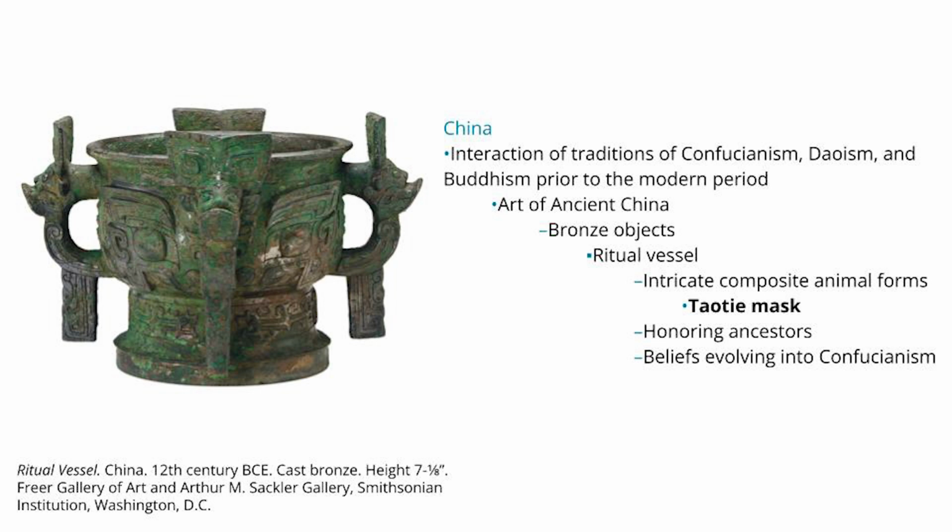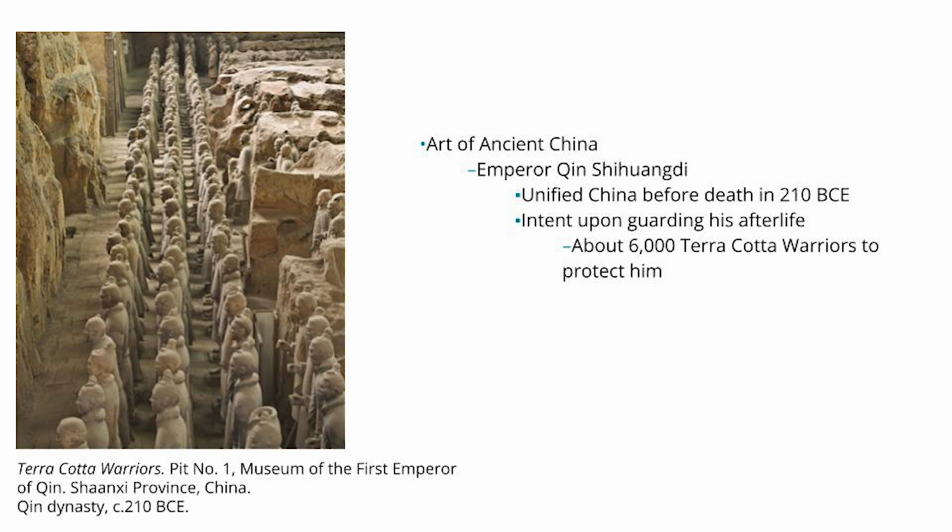Now, more art of ancient China. One of the biggest commissioners of art, a patron who had a lot of art made for him, was the Emperor Qin Shi Huangdi. And he actually unified China before his death in 210 BCE. And he was intent upon being guarded in his afterlife. So he actually had about 6,000 terracotta warriors made by artists to protect him in his afterlife.